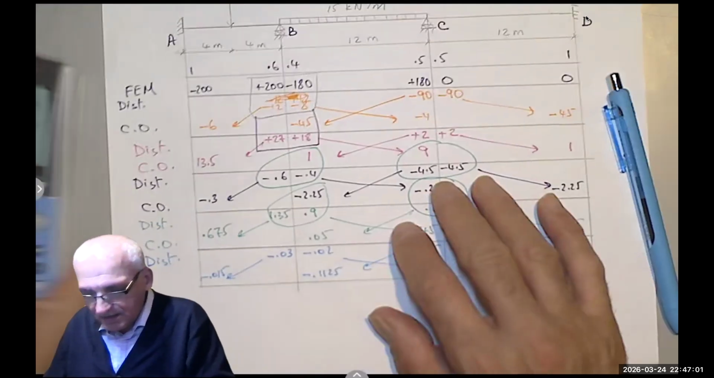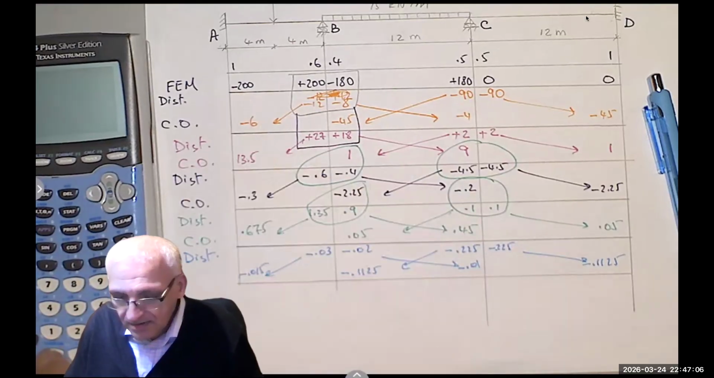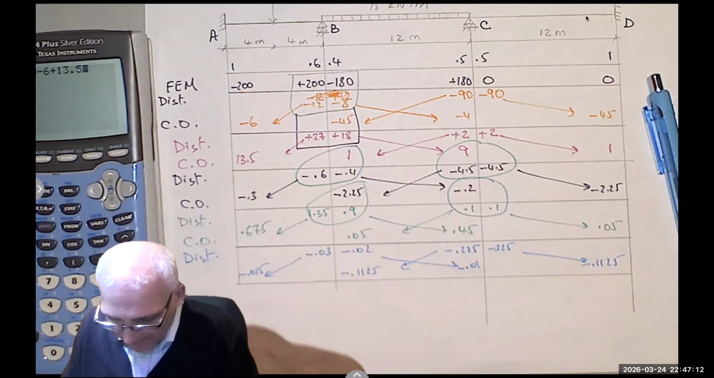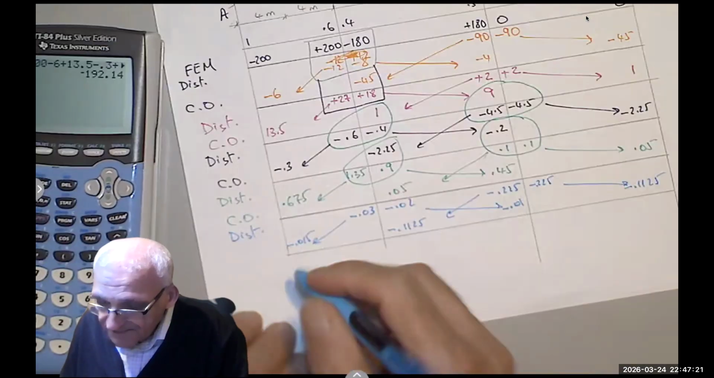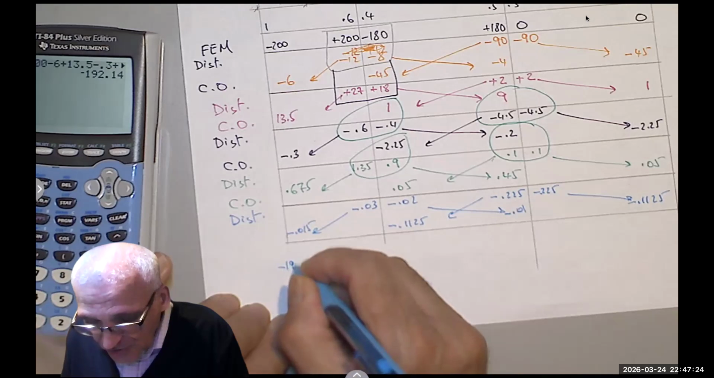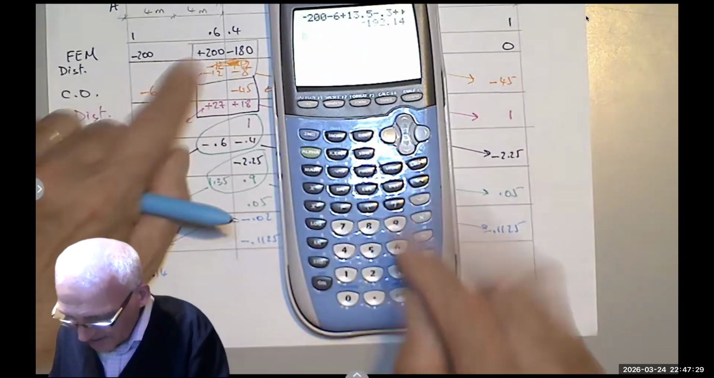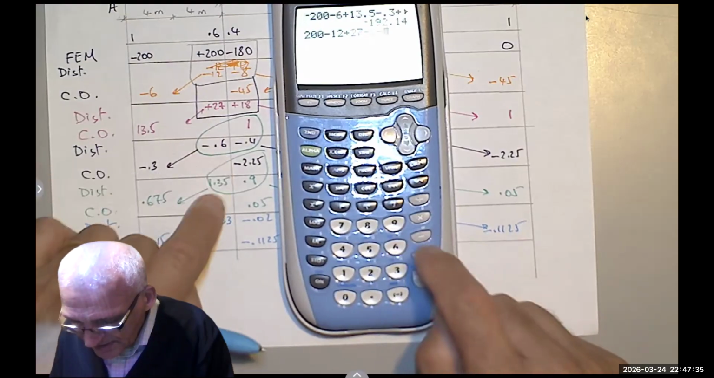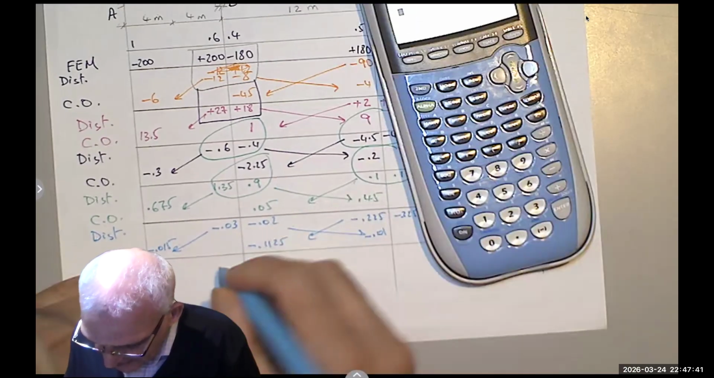Now, we end up saying I have negative 200 minus 6 plus 13.5 minus 0.3 plus 0.675 minus 0.015 equals negative 192.14. Let's go to the second one. I have 200 minus 12 plus 27 minus 0.6 plus 135 minus 0.03 equals 215.72.